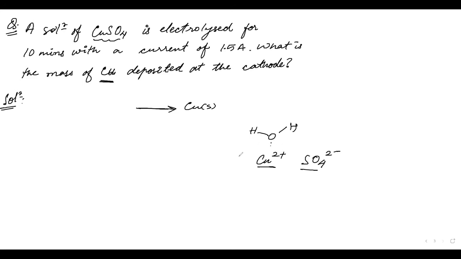H will be coordinating this. Oh, sorry. This is the lone pair, na? Oxygen is delta negative because of higher electronegativity. It will be surrounding the Cu2 plus, and the H, which has delta positive, will be surrounding the SO4 2 negative. That is why they are getting solvated. Okay, fine. That means the Cu that we will have will be coming from Cu2 plus. Now, what does this Cu2 plus need to get converted into Cu?